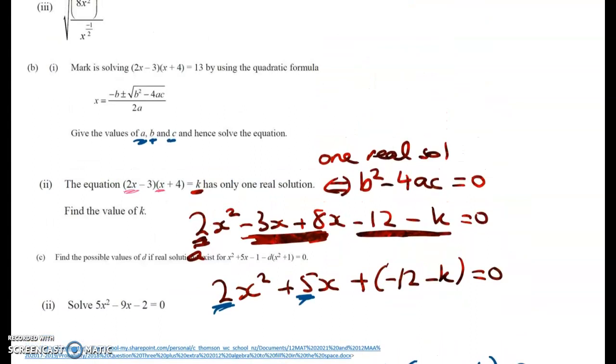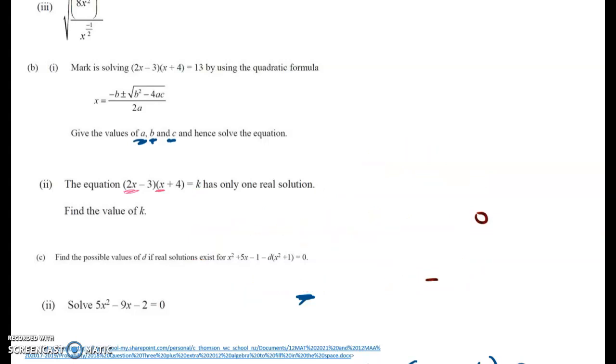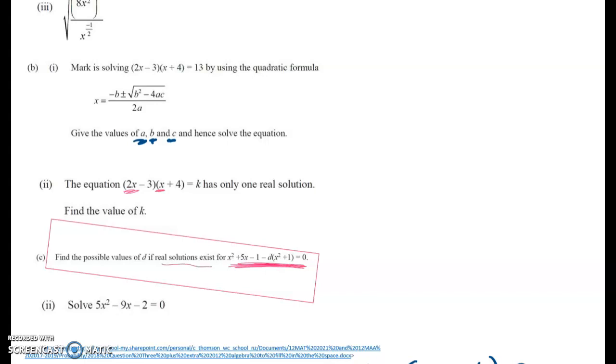So that's that first one. And let's look at the next one, which is incredibly similar, and I'm surprised that both questions were in the same paper. I think they were in the same question. Anyway, it doesn't matter. Find possible values of d if real solutions exist for this equation. So again, I've got a quadratic. If real solutions exist, that means I'm looking for a situation where I've got two solutions. So that means a positive discriminant.